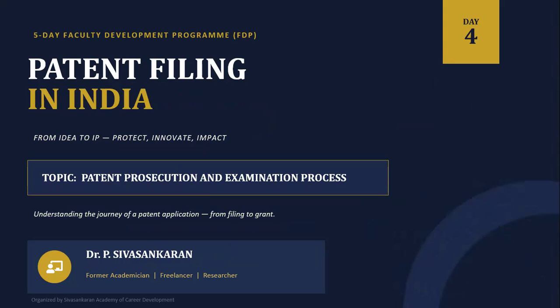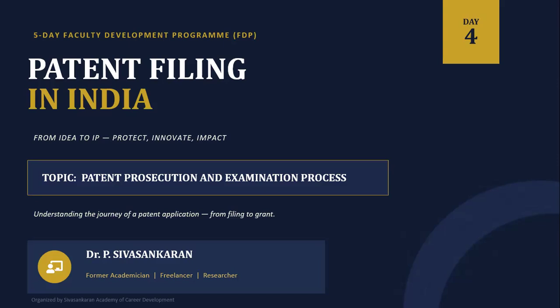Before proceeding with the main topic, let us have an understanding about the basic fundamentals of the patent filing process in India. In general, patent prosecution is the process of communicating with the patent office to obtain and maintain patent protection for an invention. It includes filing the application, examination, responding to objections, and making necessary amendments.